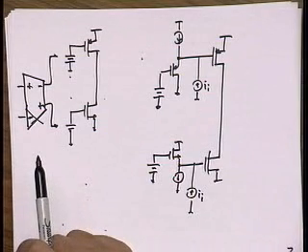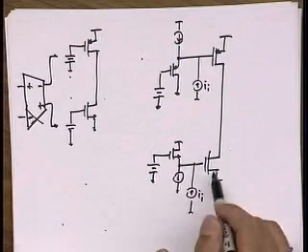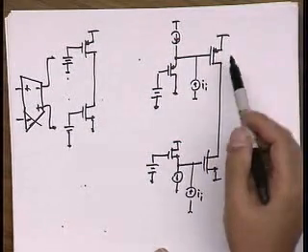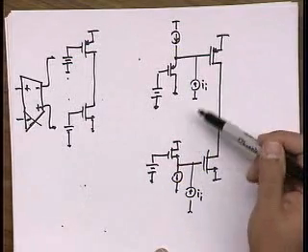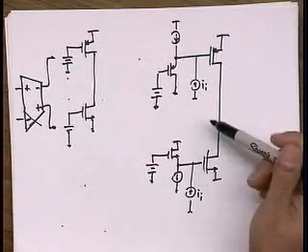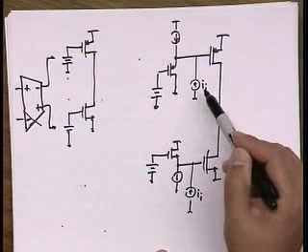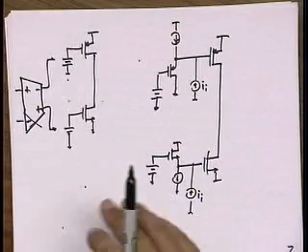If I want a class AB stage, as the input voltage increases, I want this device to turn on, this device to turn off, right? So if I drove this with a differential stage, it would actually do the opposite. It would tend to turn both devices on together and both devices off together. So I somehow need to invert this signal and drive this with a signal that has the same polarity. Okay, just a side comment, not that interesting.